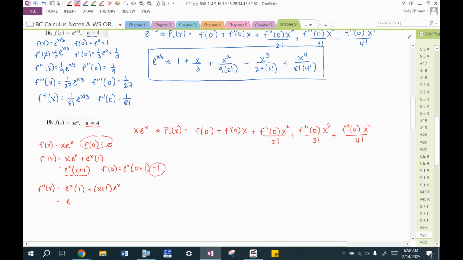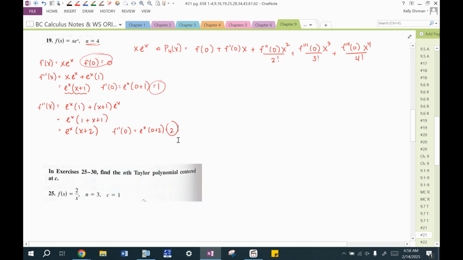Again, I'm going to factor out an e to the x. That would leave me with 1 plus x plus 1. So e to the x times x plus 2. What's f double prime of 0 in that instance? It's e to the 0 times 0 plus 2, so it's equal to 2. I need to get this out to 4 derivatives, so f triple prime of x, again, I'm using this one. First times derivative of the second plus second times derivative of the first.